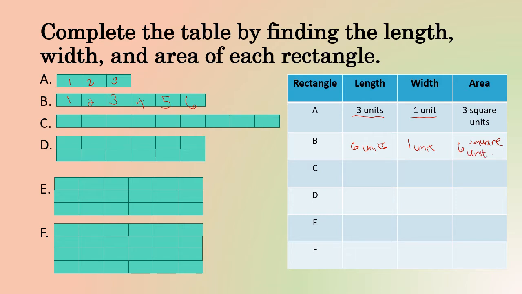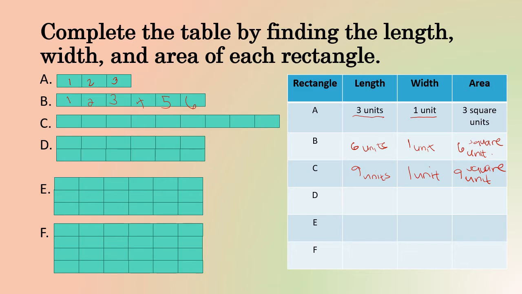Okay, how about letter C? What is the length? Let's just count. 1, 2, 3, 4, 5, 6, 7, 8, 9. So, 9 units. How about the width? We have 1 unit. So, the final answer for the area is 9 times 1. That is 9 square units.